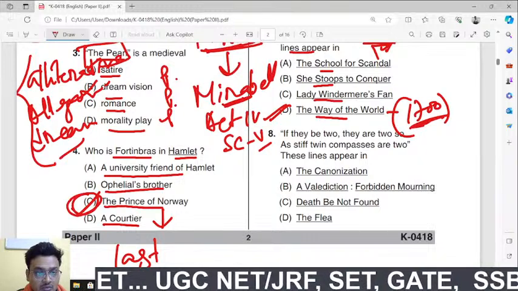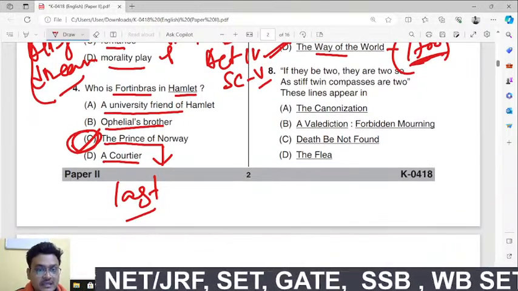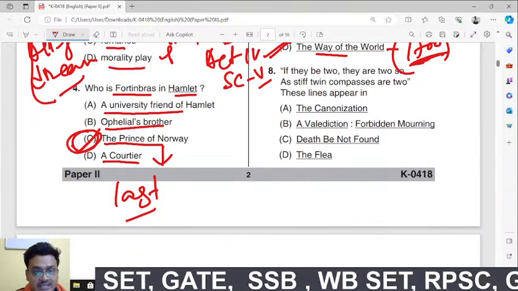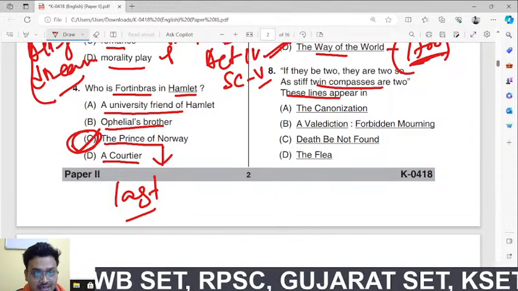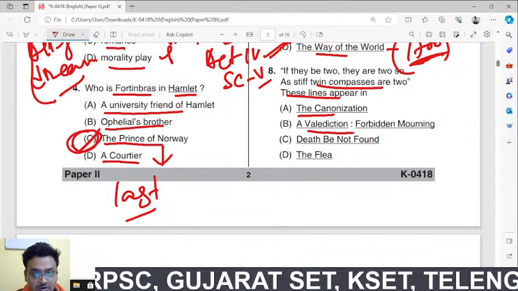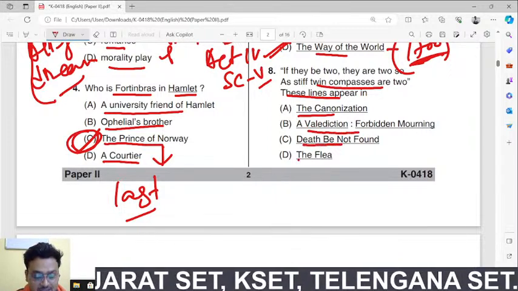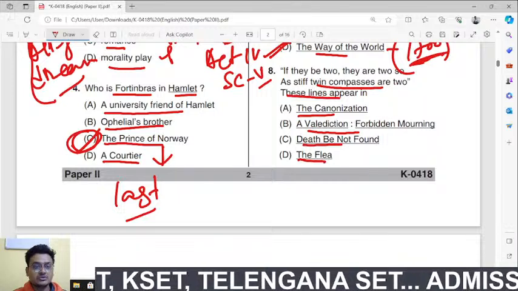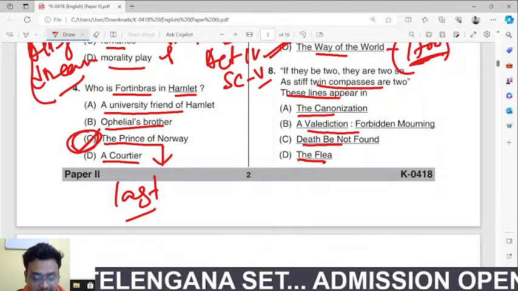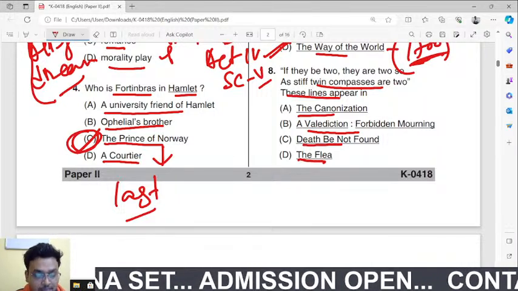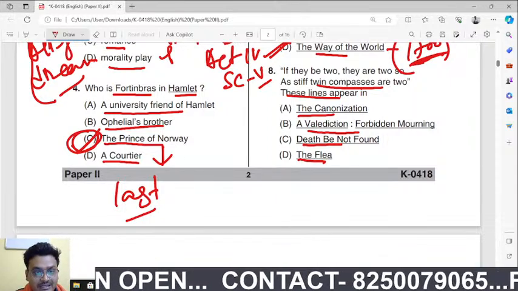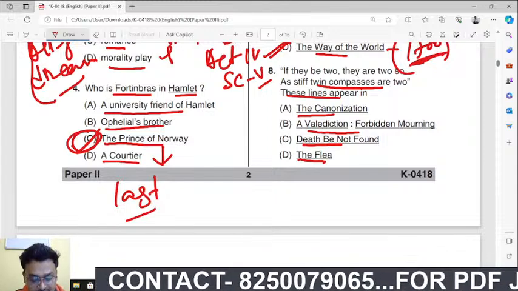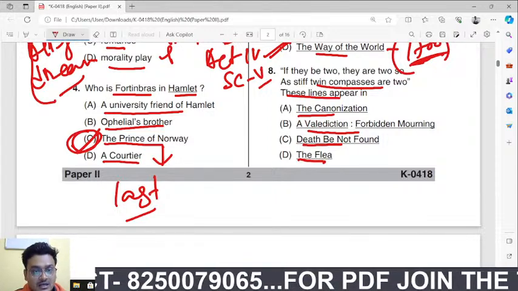Here now, question number 8. If they be two, they are two so, as stiff twin compasses are two. These lines appear in The Canonization, A Valediction Forbidding Mourning, Death Be Not Proud, or The Flea. So this is actually an implied comparison, that is a metaphysical conceit. It's a metaphor, an implied comparison between two dissimilar subjects.